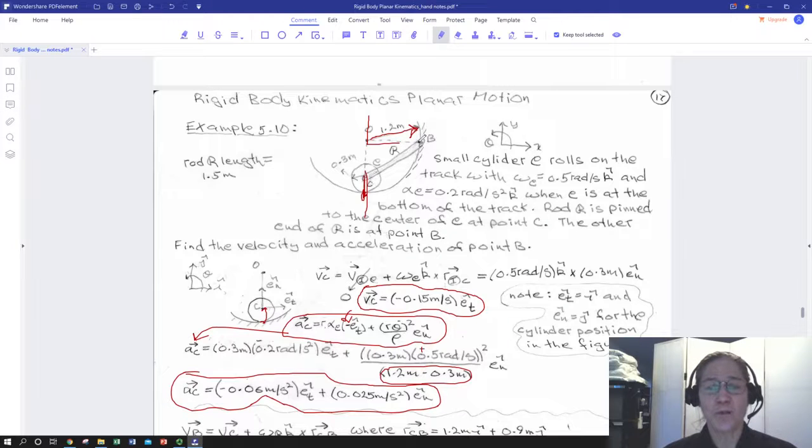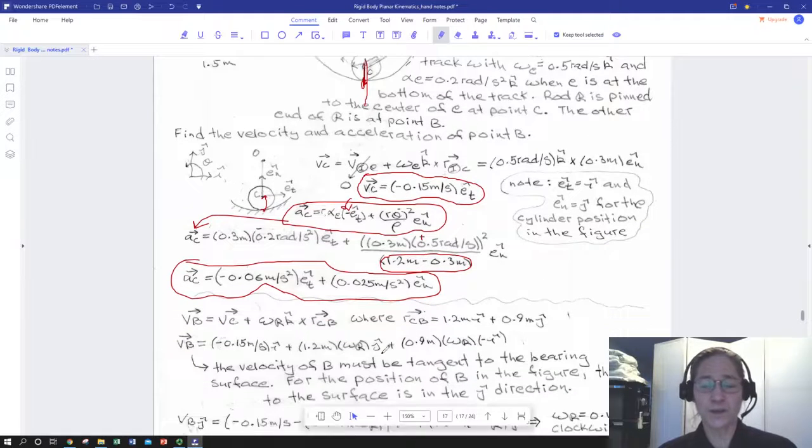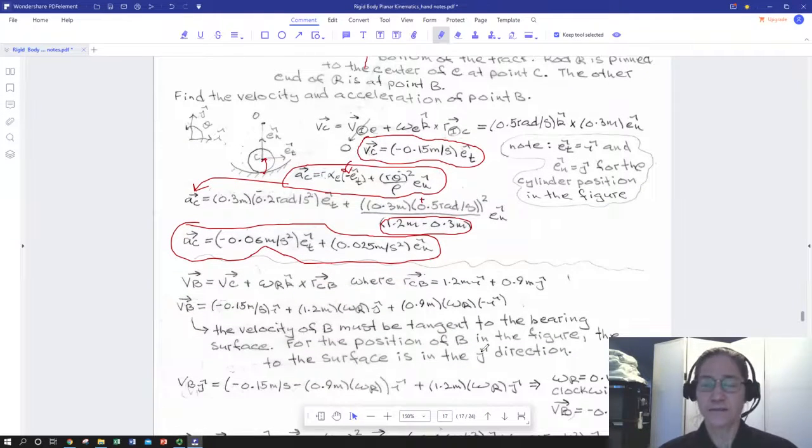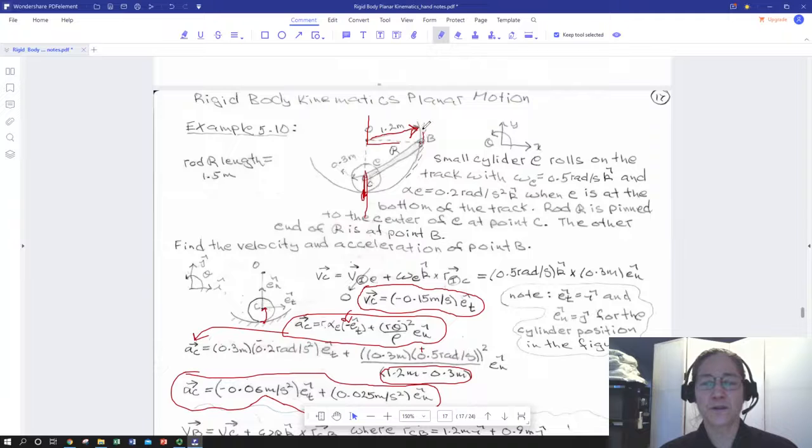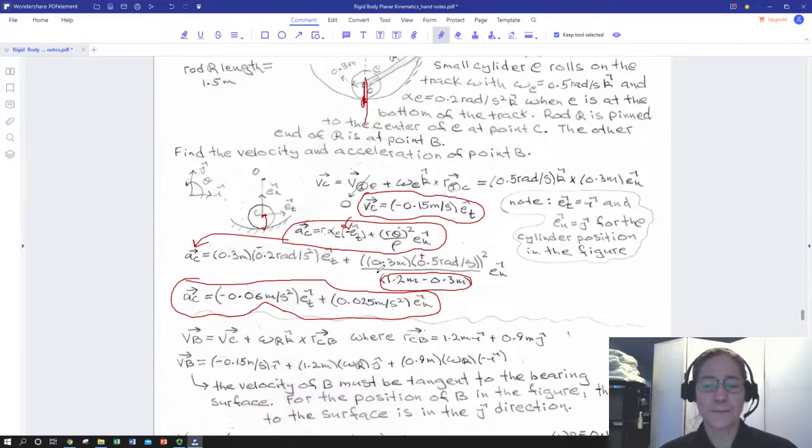And we know something about the motion of B. B is just going to follow the path that it has to glide on. At this point, B can't move into the surface because it's sliding on a rigid surface, so it can't do that. So B's motion is going to be following tangent to that curved surface. B is only going to have velocity in the j hat direction, because a tangent to the surface here is in the j hat direction, positive y.